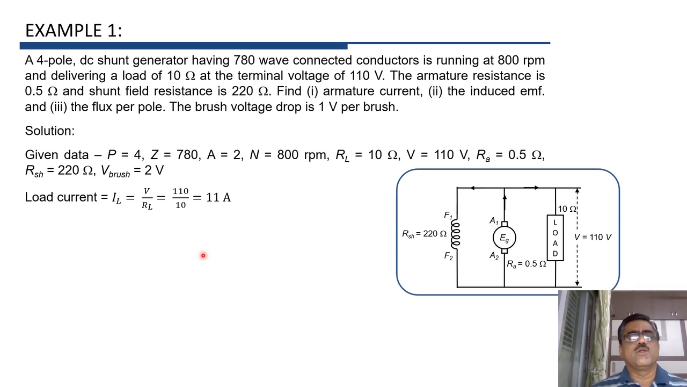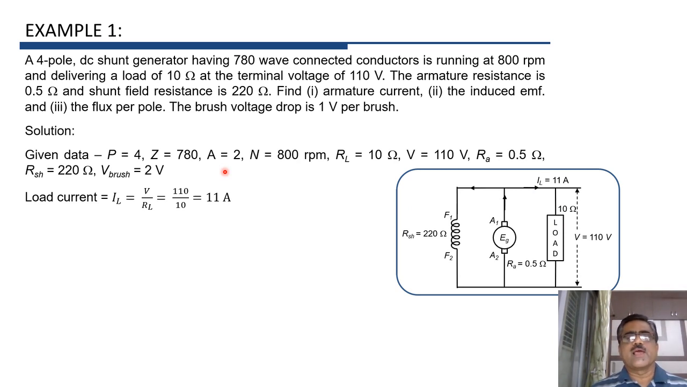First of all, the load current IL. The current drawn by the load is equal to voltage across load divided by resistance of load. Now voltage across load is 110 volt and load resistance is 10 ohm. So IL is equal to 110 divided by 10, which is equal to 11 ampere. So the current flowing through this load is equal to 11 ampere.